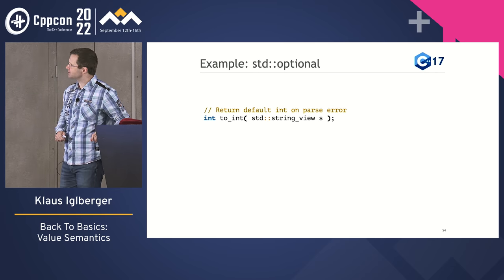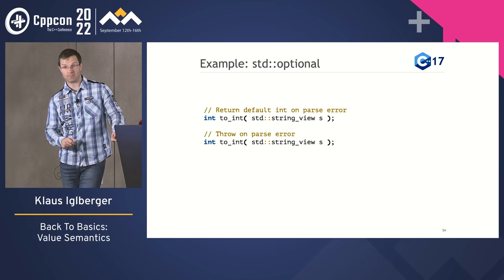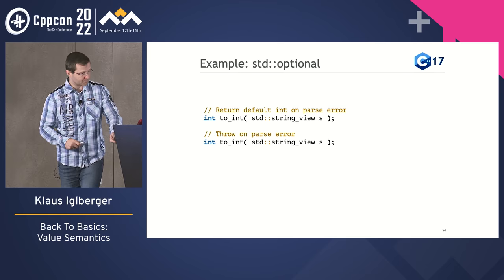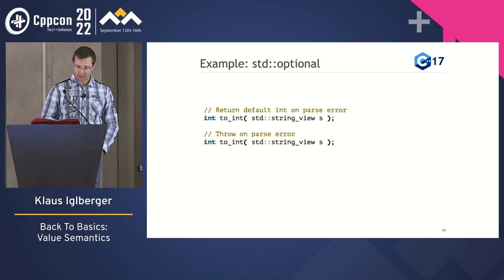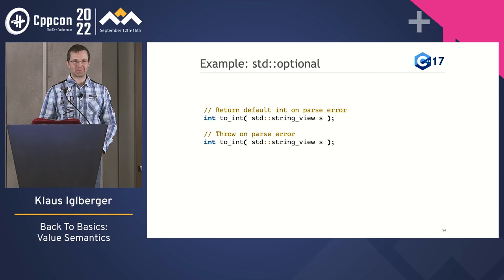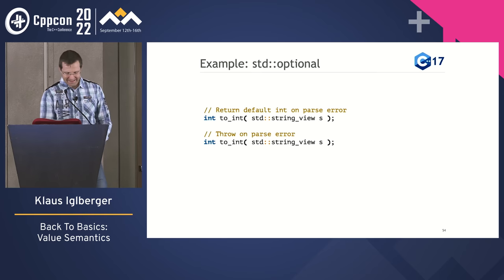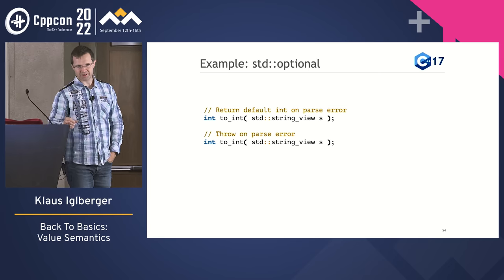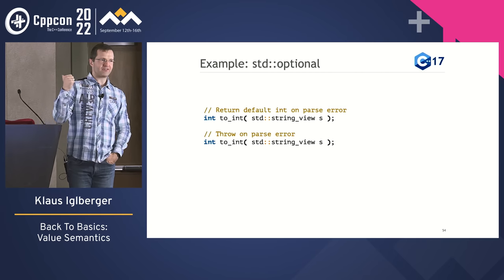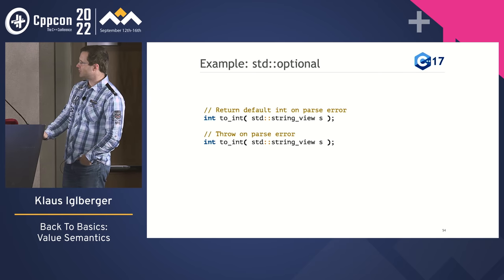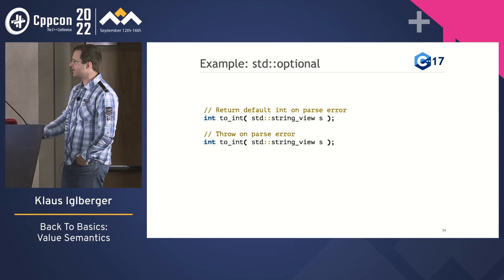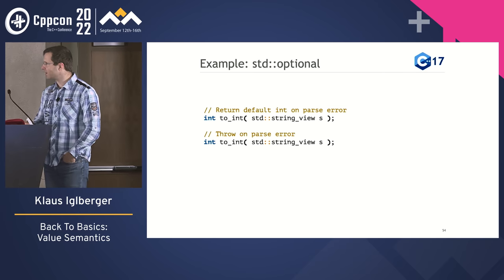So perhaps we could throw on a parsing error. Somebody was already expressing that this is probably not a good idea. This is one of the things that you heard in Björn's keynote also. This might fail, and it may fail often. We do not want to throw an exception for things that potentially fail often. This is a little too heavyweight, I would argue.